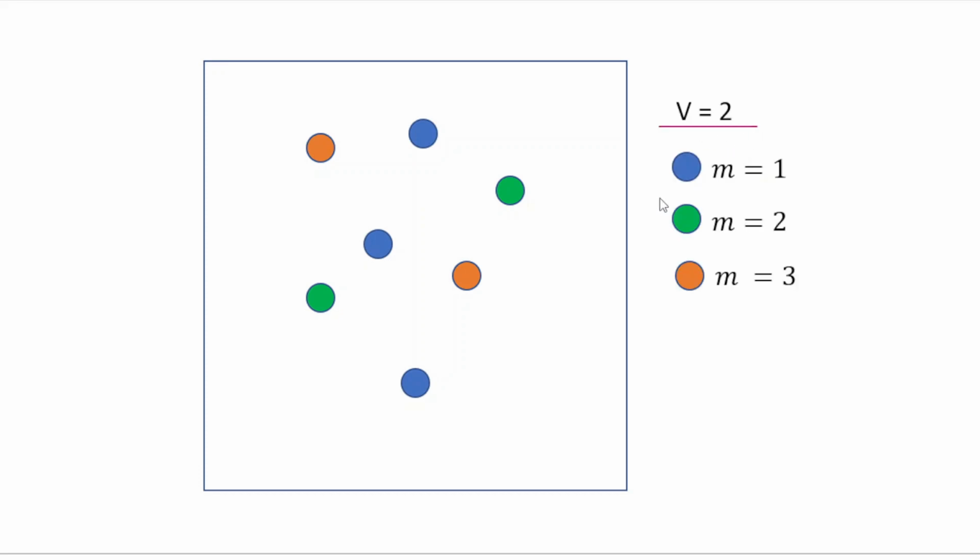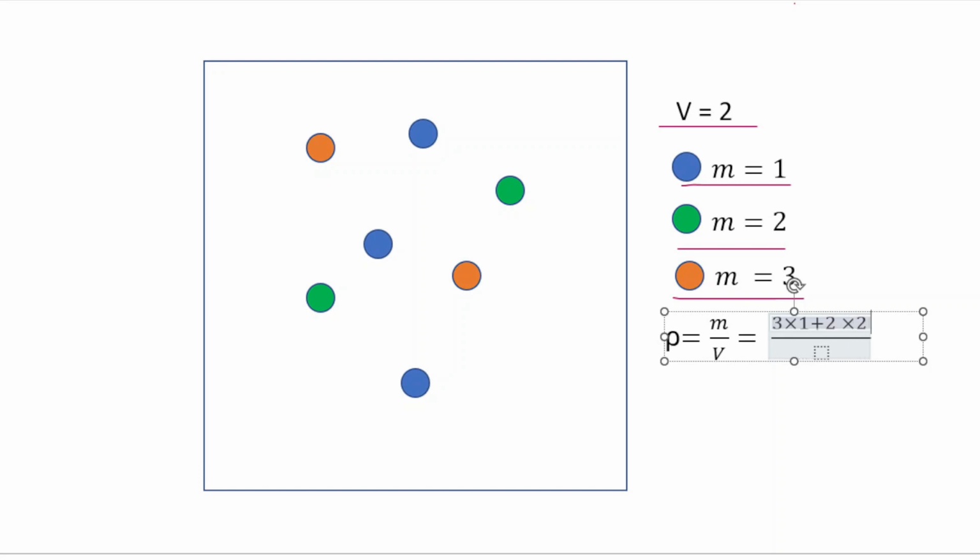If the volume of this box is 2, the mass of the blue particles is 1, the mass of the green particles is 2, and the mass of the orange particles is 3. The density is equal to 3 of the blue particles plus 2 of the green particles, and we have 2 of the orange particles, and our volume was 2. So therefore, the density is 13 divided by 2, and that will give us 6.5.